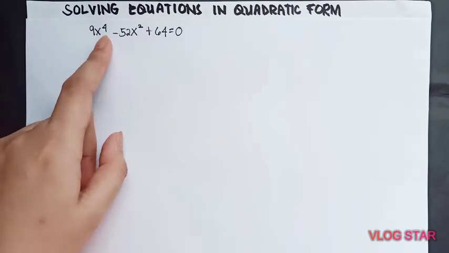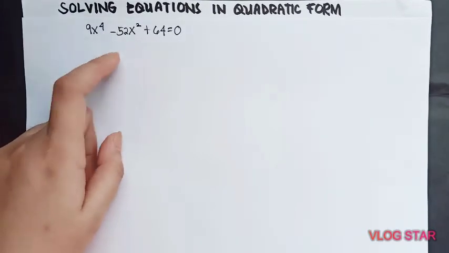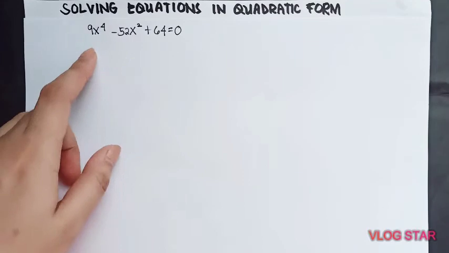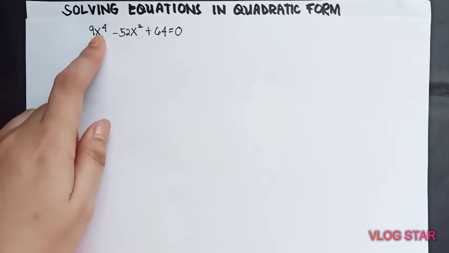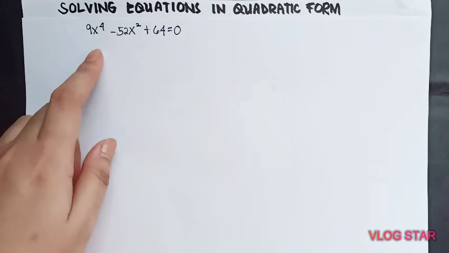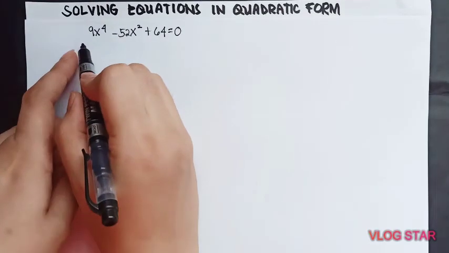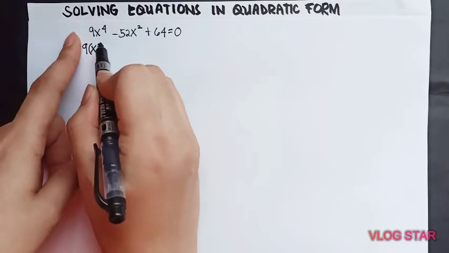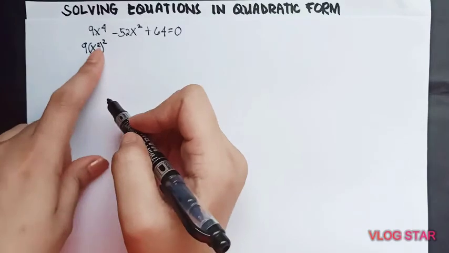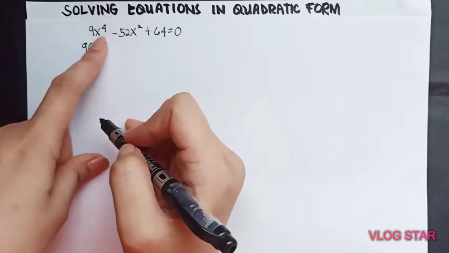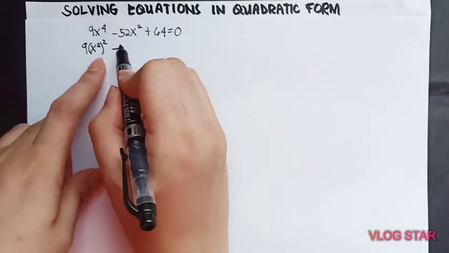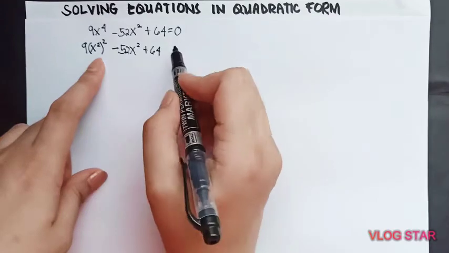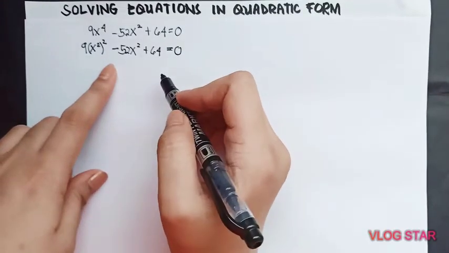So let us try to rewrite this in quadratic form and solve it using any of the methods that we have discussed before. Actually, x to the fourth can be rewritten into another form. We have here 9, and then we can write x to the fourth power as (x squared) raised to 2. So (x squared) raised to 2 is just the same as x to the fourth power. And then copy everything: minus 52x squared plus 64 equals 0.